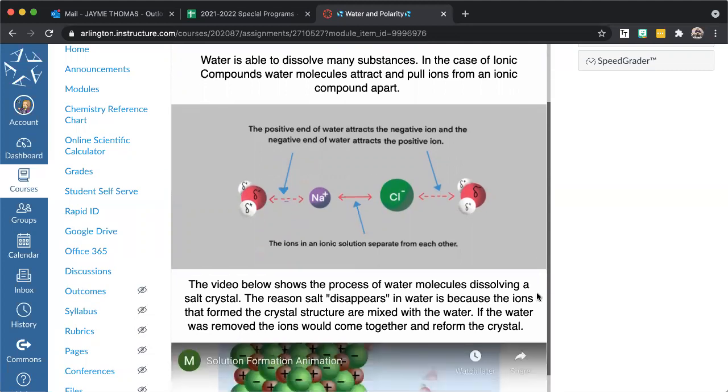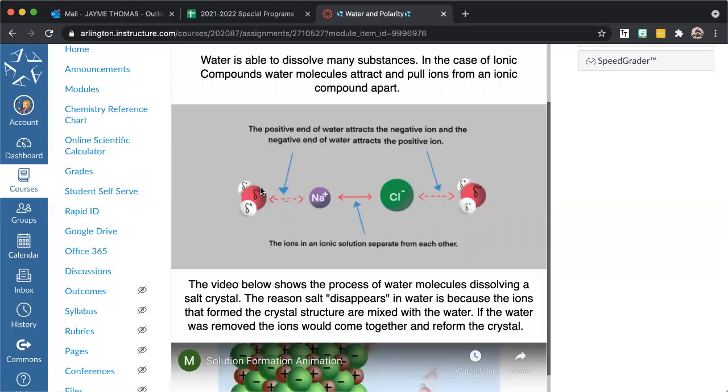But for the most part, what happens when you have an ionic compound like NaCl, which is table salt, is you have the positive and negative ions, and when you dissolve it in water, it looks like the salt disappears, but what's really happening is it's being solvated. And so what's happening is the water molecules are surrounding the positive ion and the negative ion.